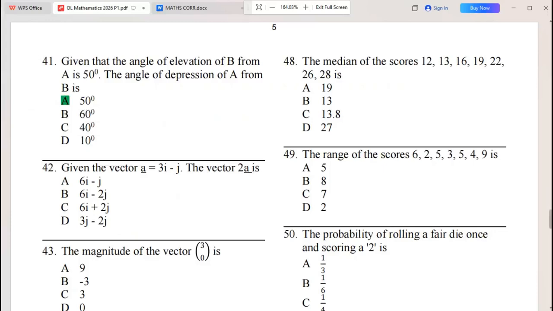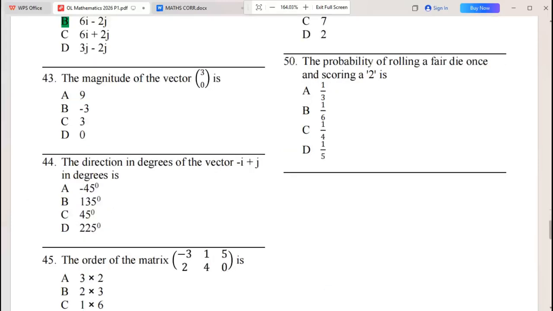Question 42. The vector A is equal to 3i minus j. The vector 2a is, now multiplying a vector by a scalar, we simply multiply each component of the vector by that scalar. That is, we are multiplying 3 by 2 and j by 2. That gives us 3 times 2 is equal to 6i minus 2 times 1 is equal to 2j. That is 6i minus 2j, which is B for question 42.